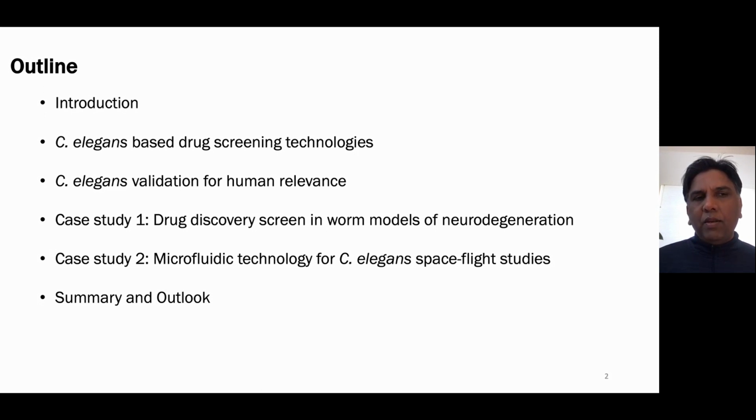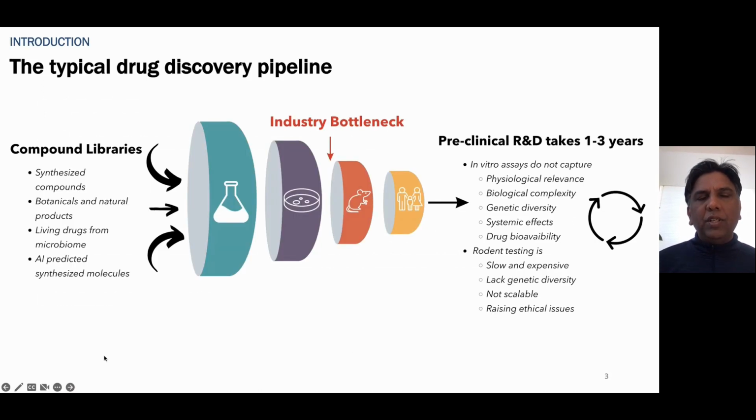And then I'm going to talk about two specific projects. One is focusing on doing a drug discovery screen using an Alzheimer's model of C. elegans. And the second one is a very exciting project looking at how C. elegans could be used to do in vivo studies on the International Space Station. Again, this involves fluidics as well. And then I'm going to end with some summary and outlook. So with that, I'll jump into the challenge.